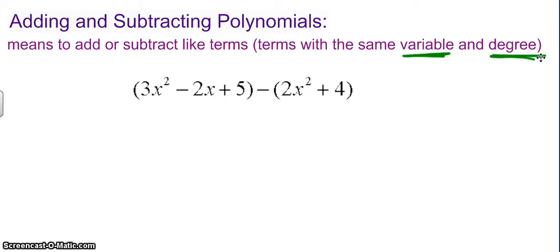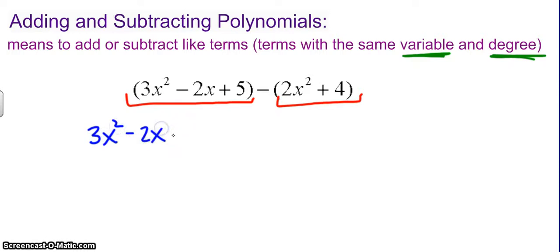So if you remember from first year algebra, you can add things that have x to the 1st power together, things that have x to the 3rd power, combining like terms. Something to be careful of with subtraction. For instance, in this problem we have this polynomial subtracting this polynomial. When you subtract, you want to make sure that you distribute this negative sign to both terms. So I'm going to rewrite this as 3x squared minus 2x plus 5 minus 2x squared minus 4, just so we take care of that subtraction.